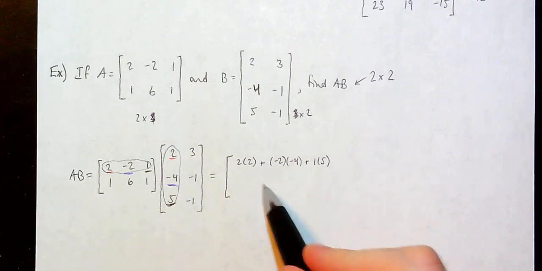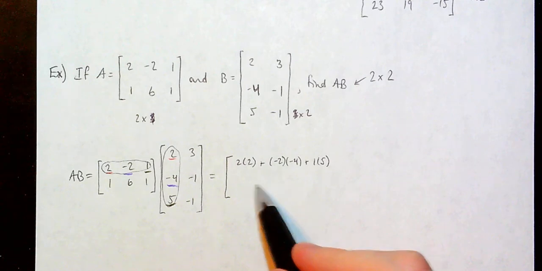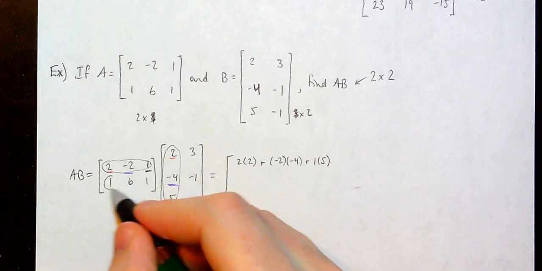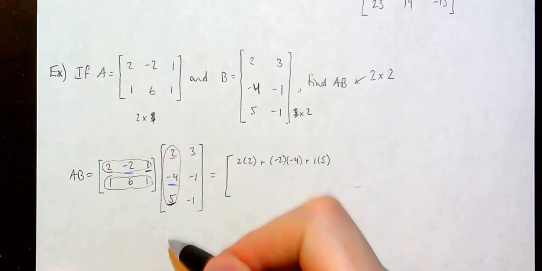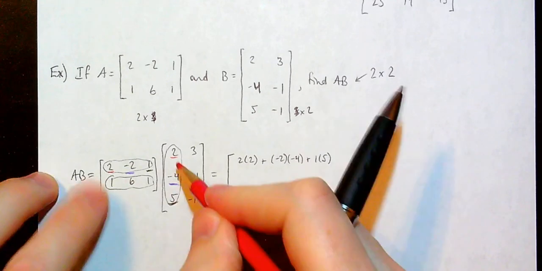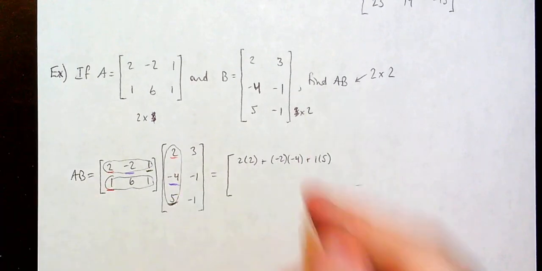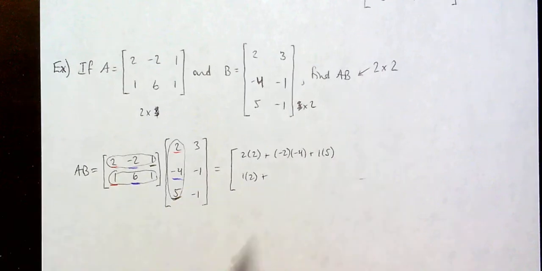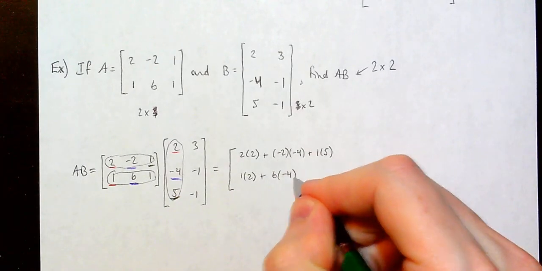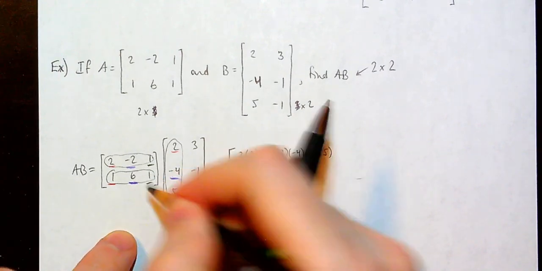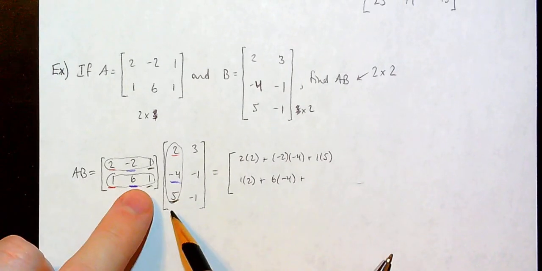All right, going down here, I want the entry in the second row, first column. So second row of first matrix, first column of the second matrix. Again, product of the firsts, 1 times 2, plus the product of the seconds, 6 times -4, plus the product of the thirds, 1 times 5 here.